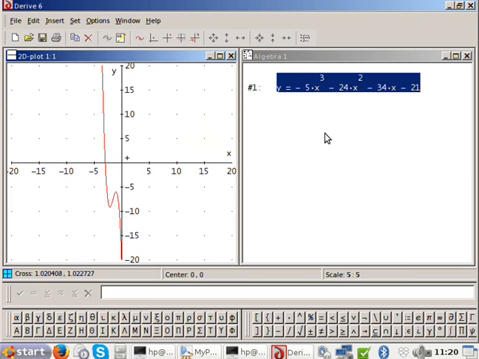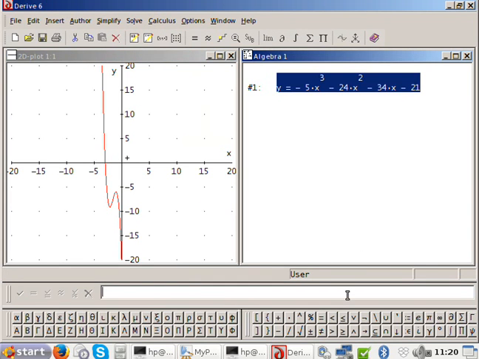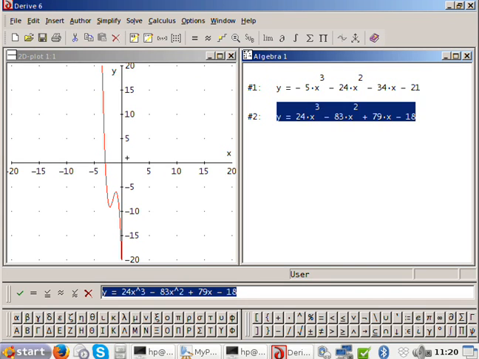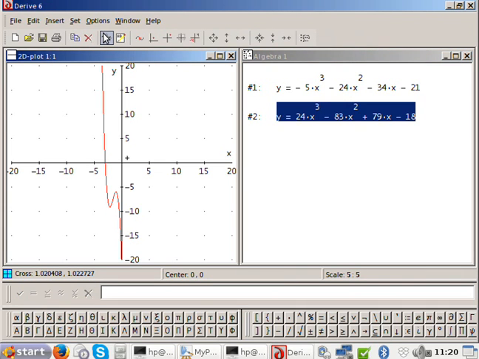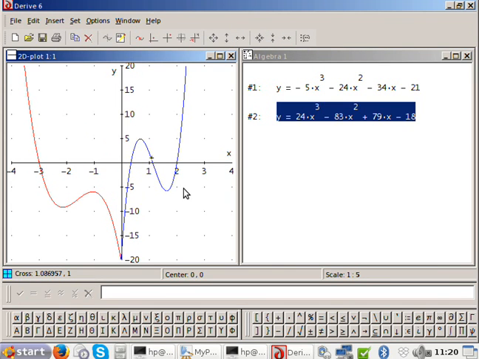Okay. Are you ready for me to draw the next one? The one that was part of your homework? Y equals 24x cubed minus 83x squared plus 79x minus 18. Can you see that in blue? The red one is B, and the blue one is W, which is the homework.